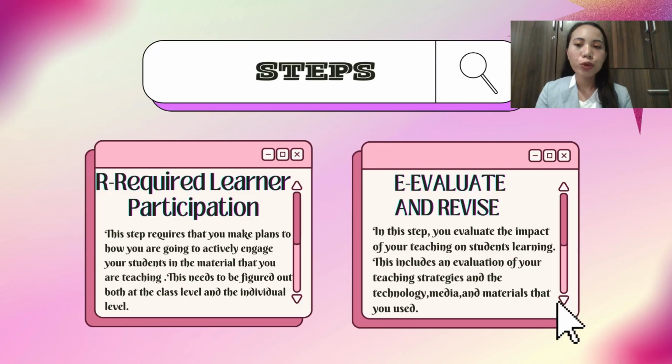So let's move on to the letter R. That means required learner participation. This step requires that you make plans for how you are going to actively engage your students in the materials that you are teaching. So this needs to be figured out both at the class level and the individual level.